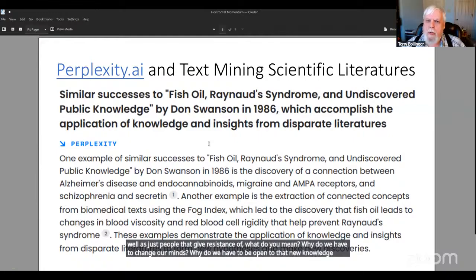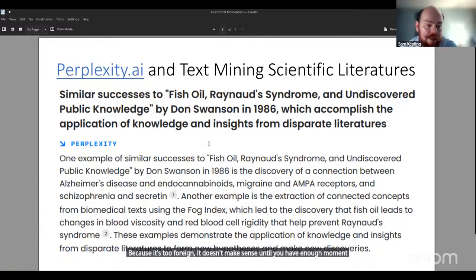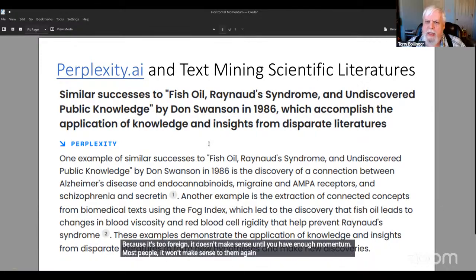Because it feels foreign. It doesn't make sense until you have enough momentum. Most people, it won't make sense to them yet. How do you feel about the politics of it?